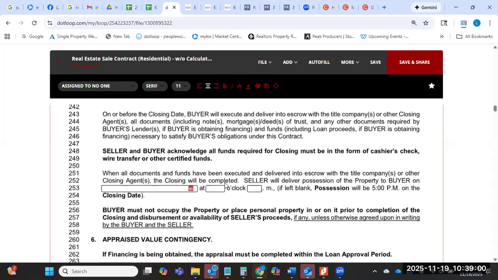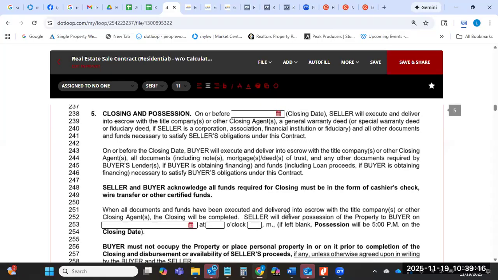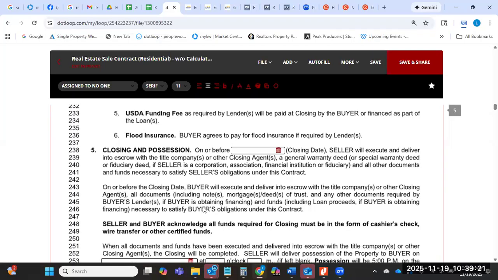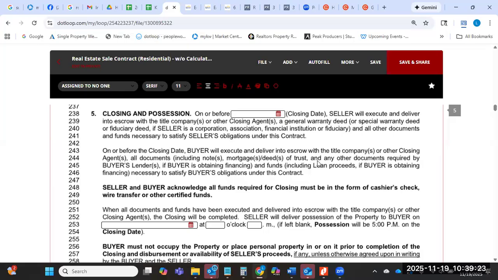Okay, we have our definition of closing that we read on Monday. If you weren't here or you haven't watched that video, watch that video. What defines closing? Closing and possession, this whole paragraph here. Closing says that when all documents have been executed and delivered and the funds are available, closing has happened.